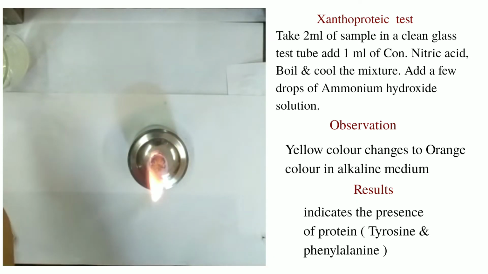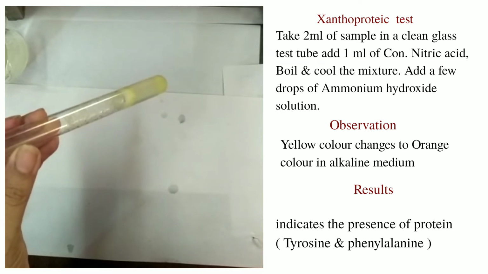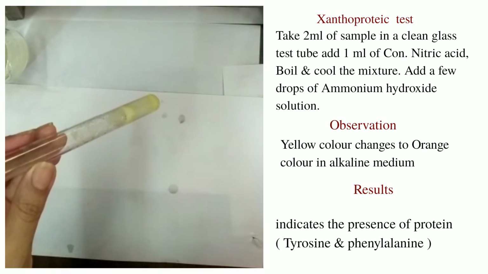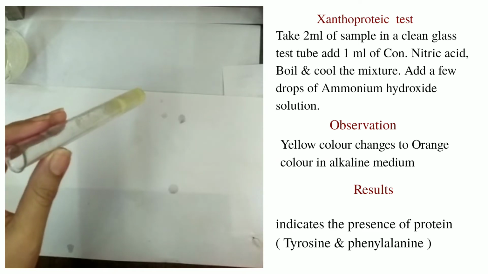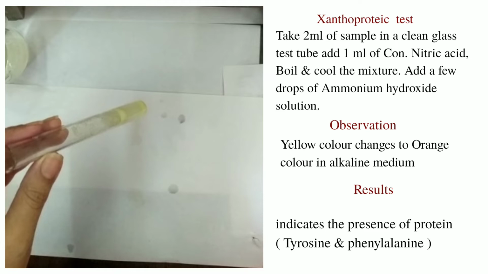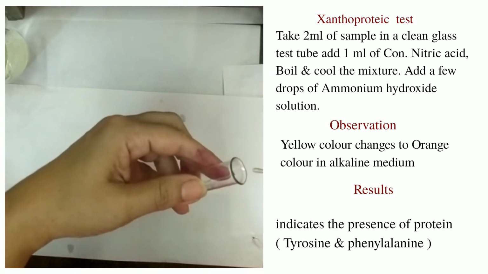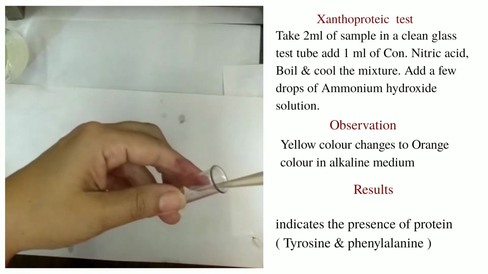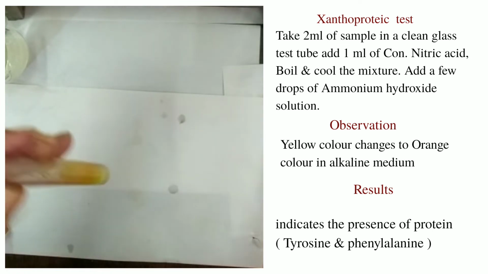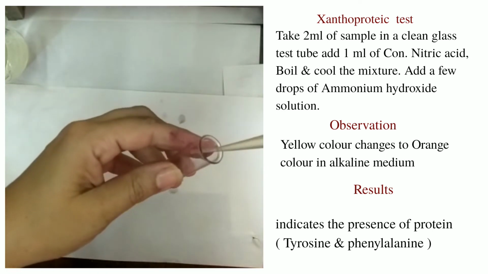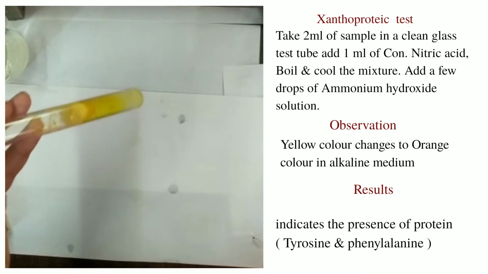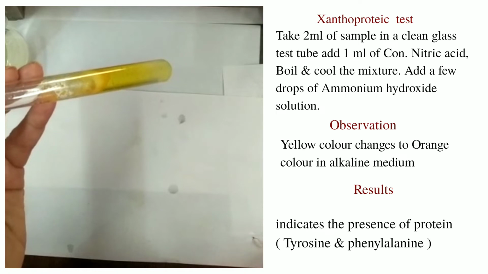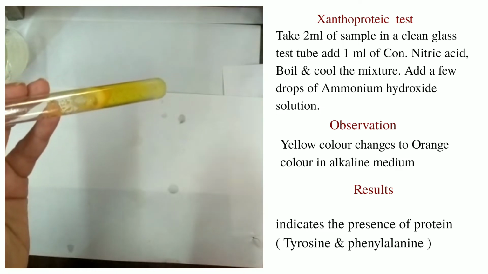We have to cool this and then add strong ammonium hydroxide. You can see the solution has turned yellow. So after the solution cools, you can hold it under the tap, running water to cool it. Add ammonium hydroxide. So the yellow color turns into orange, indicating the presence of protein.